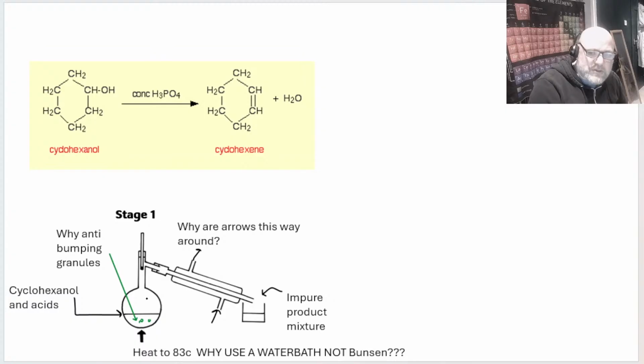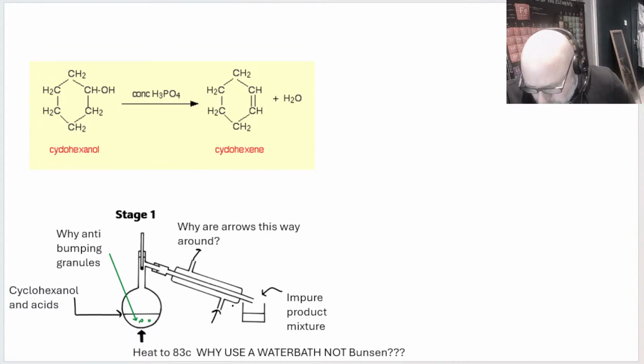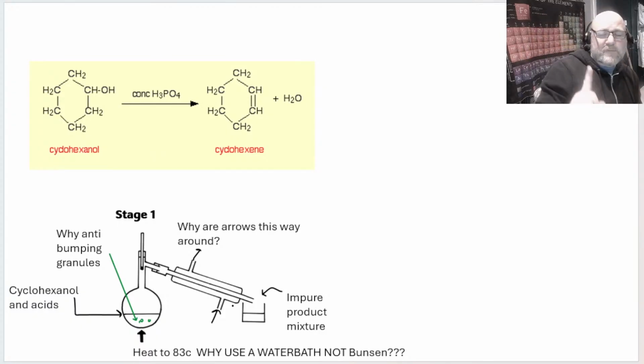So we're not going to just get pure cyclohexene down here. We are going to get a little bit of evaporated, unreacted cyclohexanol in there. And we may get some impurities from the reaction in there as well. A couple of things you could be tested on. You might be asked, yes, this is really important.